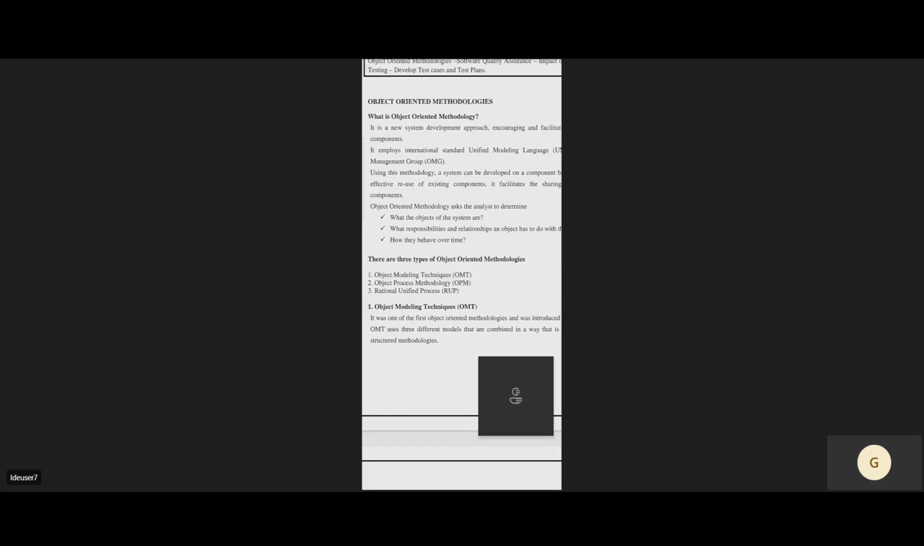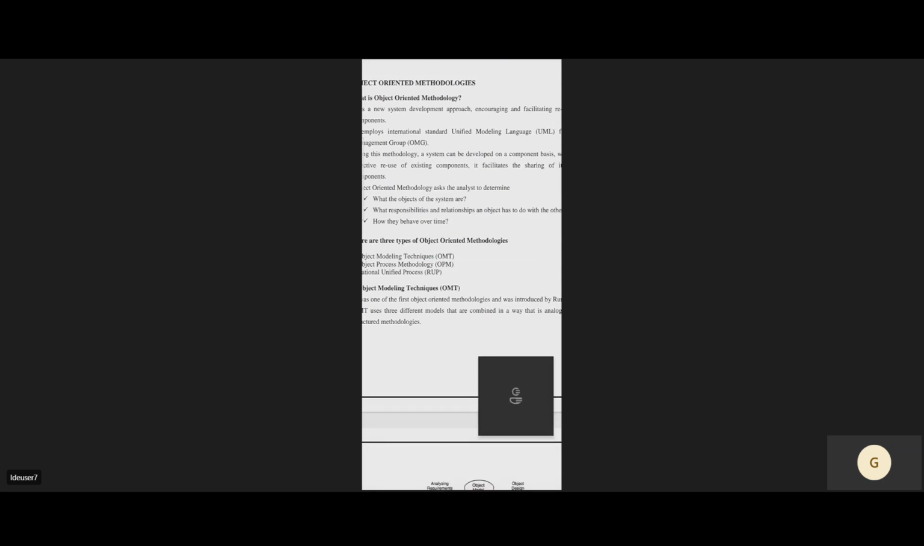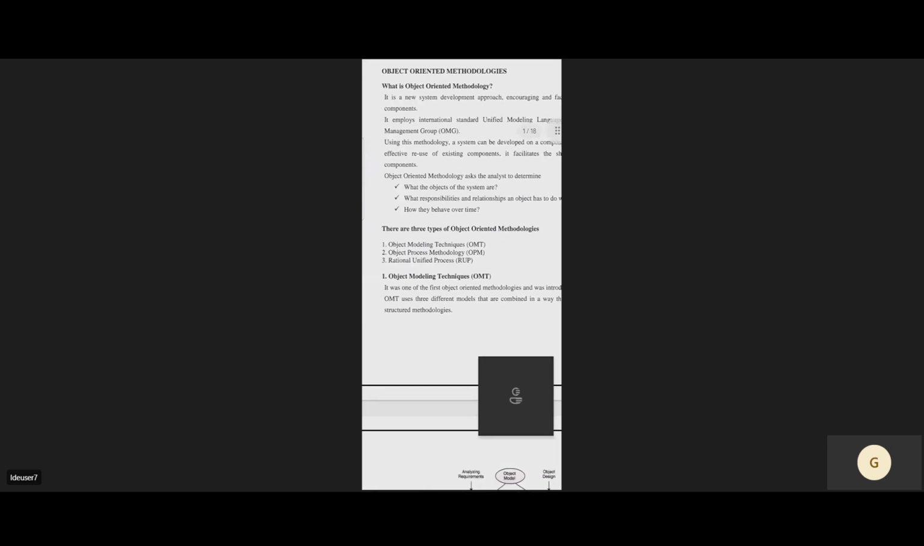The main thing analysts want to determine in the object-oriented methodology is what the objects of the system are, what responsibilities and relationships an object has with other objects, and how they behave. So there are three types of object-oriented methodologies: one is called Object Modeling Technique, OMT; Object Process Methodology, OPM; and Rational Unified Process, RUP.